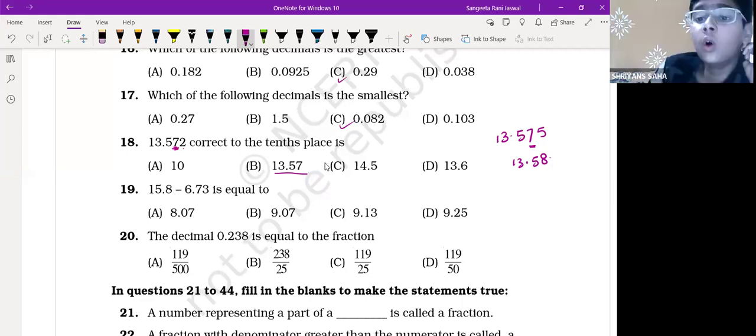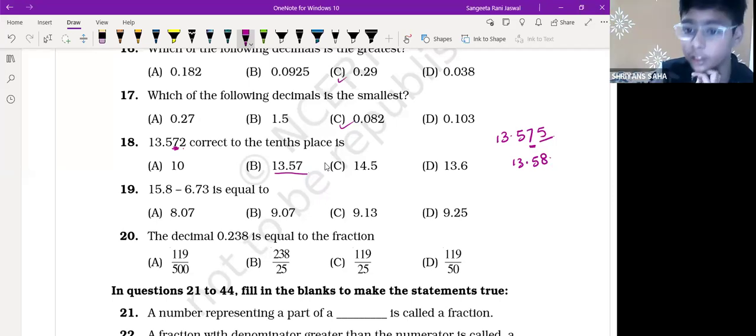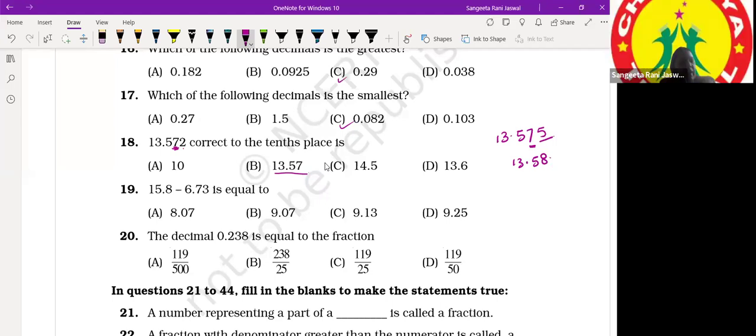Okay, ma'am, got it. So the preceding number should be either 5 or greater than 5. But since it was 2, there was no change in this number. So that is correct to the tens place. We just had to write the decimal values till the tenth place. Okay, next one.